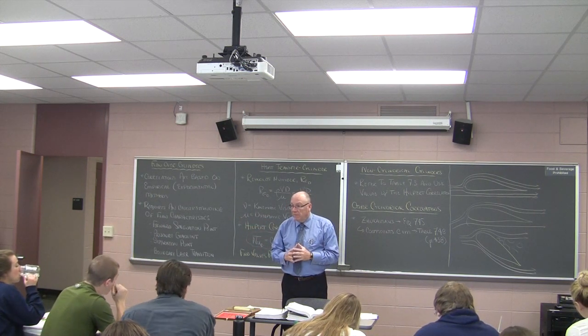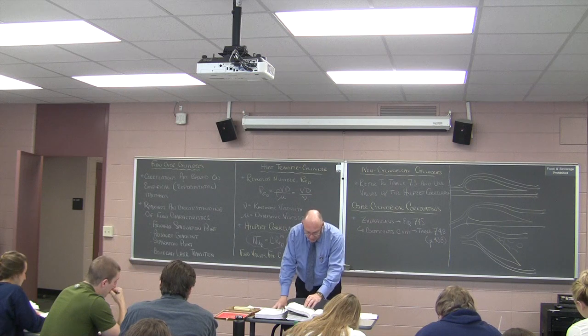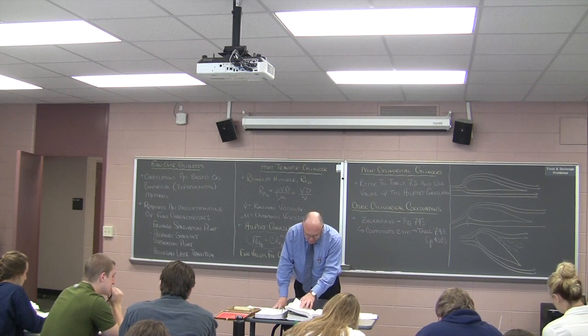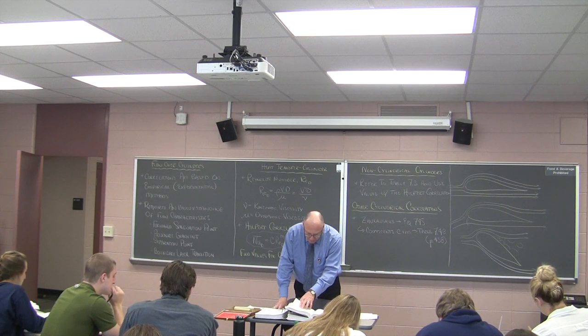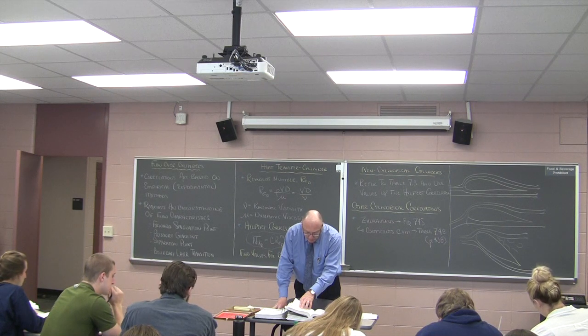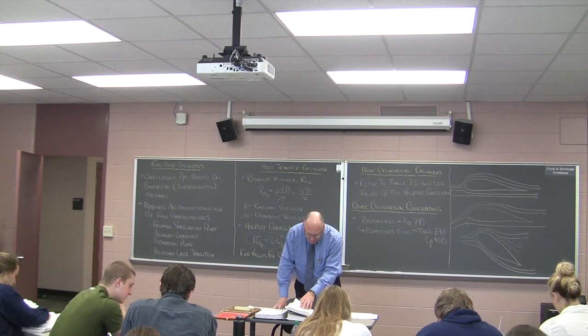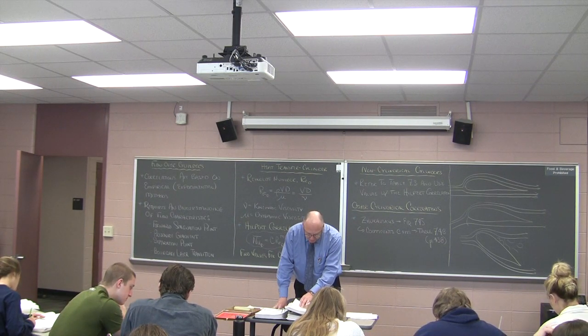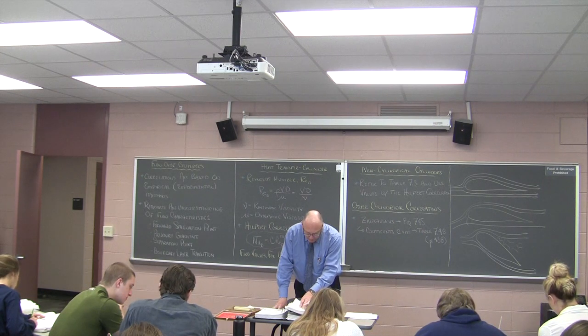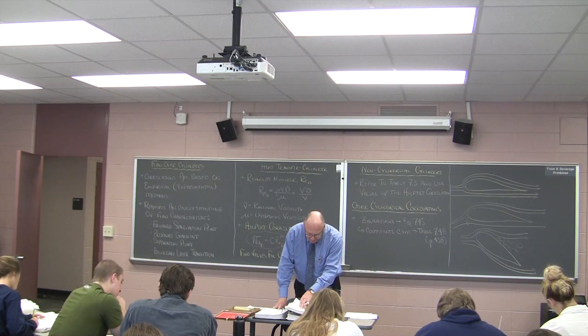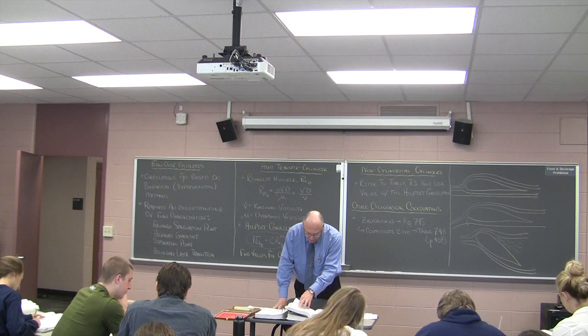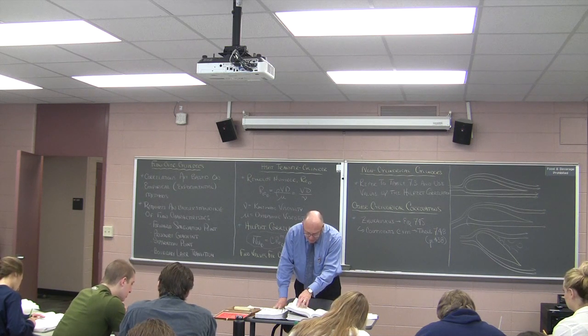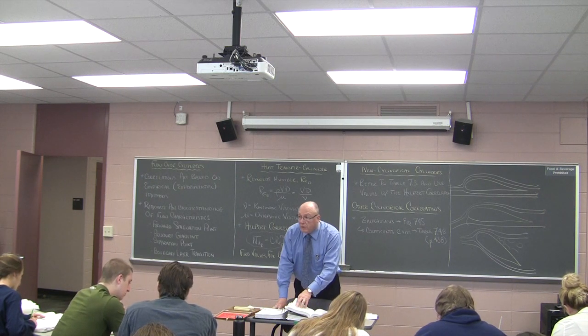What's the n? If you look right underneath equation 7.45, it says, if the Prandtl number is less than 10, n is equal to 0.37. If the Prandtl number is greater than 10, n is equal to 0.36.